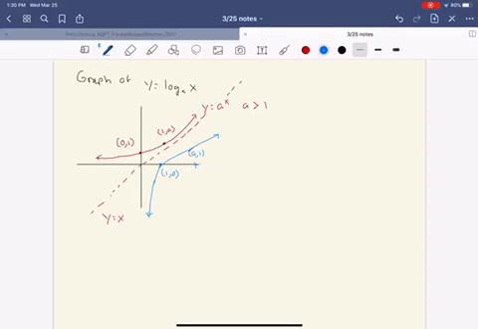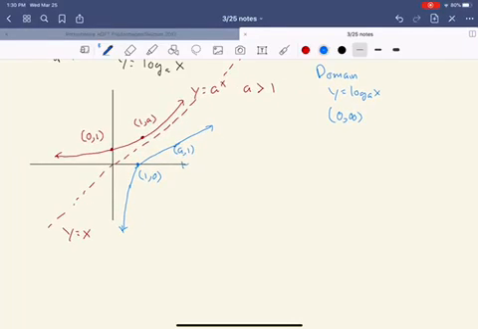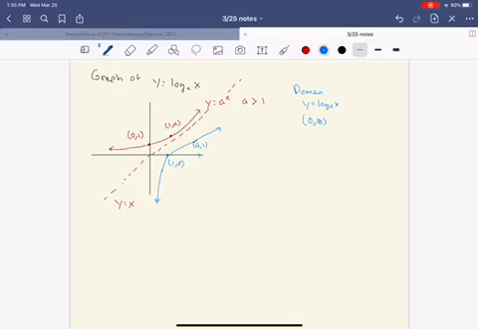So let's talk real quick about the domain and range. So domain of y equals log base a of x is from 0 to infinity. Okay, notice this is the same as the range of y equals a to the x.